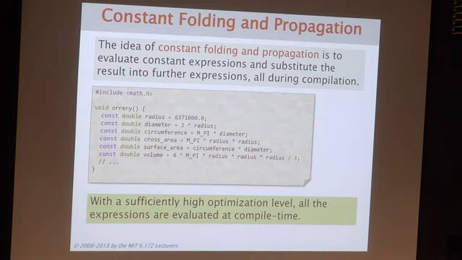So here we're constructing a digital orrery. And in an orrery, we have a whole bunch of different constants. We have the radius, the diameter, the circumference, cross area, surface area, and also the volume. But if you look at this code, you can notice that actually all of these constants can be defined at compile time once we fix the radius.